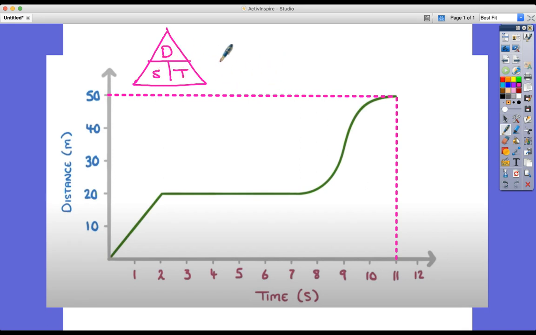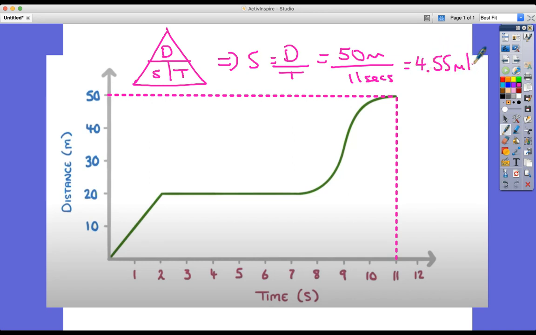Now this is a distance time graph that also tells us the overall distance divided by the time. In this case, the overall distance covered was 50 meters and the time taken was 11 seconds. So that means that the average speed for this particular journey was 4.55 meters per second. We can look at the entire thing. I know that we've got quite a varied journey, and we're going to discuss that in more detail coming up, but that is the average speed for the whole journey.